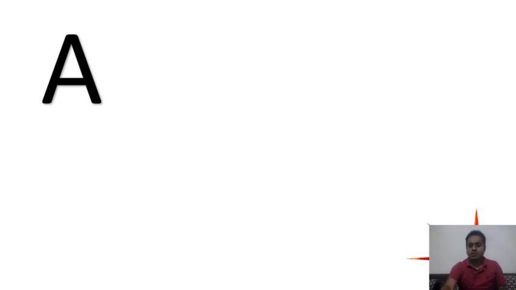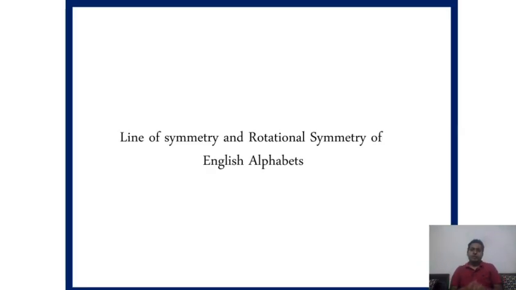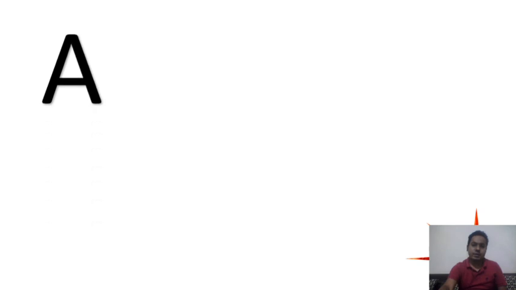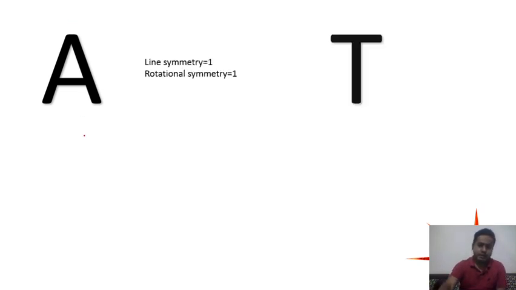Now we want to consider some English alphabet letters, their rotational symmetry and line of symmetry. Consider this is A. If this A is divided this way, then the line of symmetry is 1. If it is rotated 360 degrees, it will again be the same shape. So rotational symmetry is also 1.